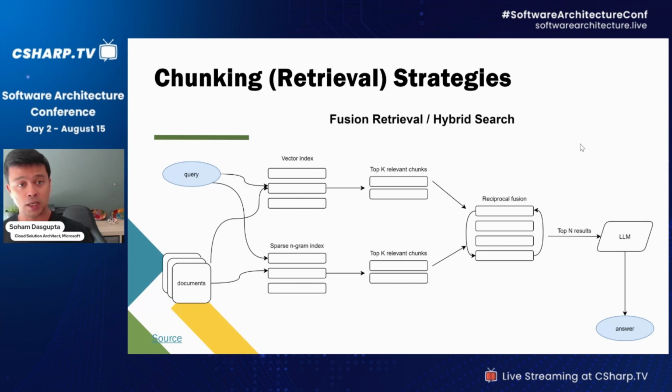There's another thing called fusion retrieval. You will have two different vector indexes. One is a normal vector index, another is a sparse n-gram index. This basically uses a different vectorizing algorithm to vectorize your documents. After retrieving from both vector databases, you do a reciprocal fusion. You try to figure out which documents should be at the top of the search and which should be at the bottom of the search results. Then you take the top X from the final results to respond with.